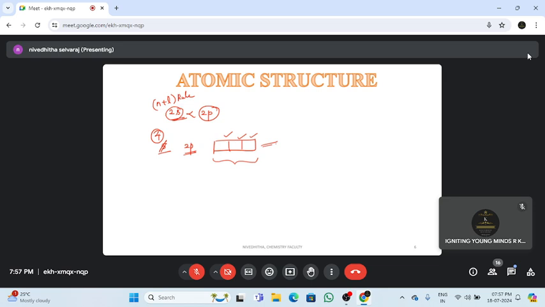Whenever you're filling these degenerate orbitals, you have to first half fill the orbitals and then completely fill them, right? So now I have 4 electrons, and I have to fill 1 electron here, second electron here, third electron here, and fourth electron here. This is Hund's rule. Is that clear? We should not fill like this, which is wrong. Why is this wrong and this right?